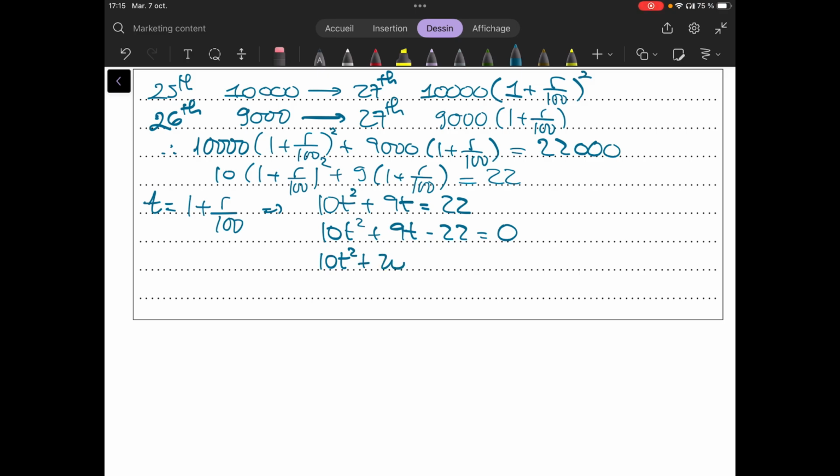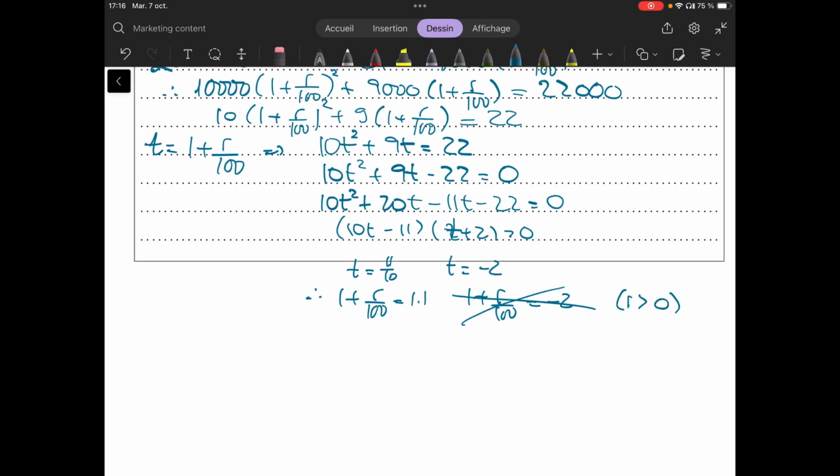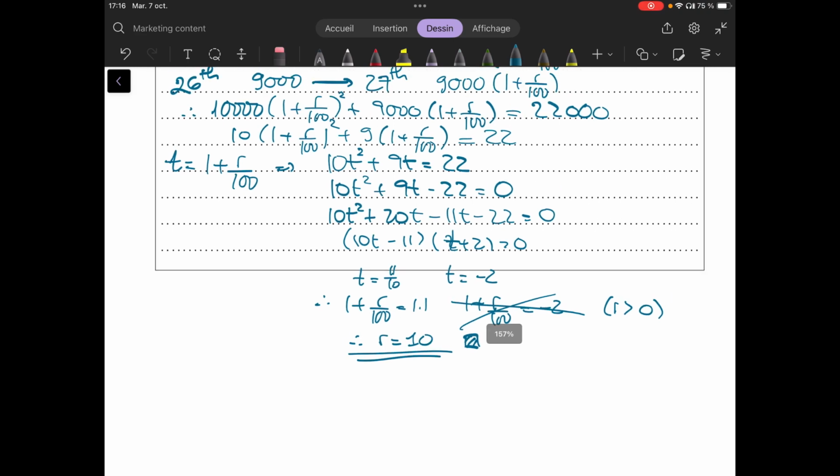Factorize this guy. Therefore, 1 plus R divided by 100 is 1.1, or 1 plus R divided by 100 is negative 2. This, guys, is impossible because R has to be positive. Therefore, R is equal to 10. And this is the end of question 3.